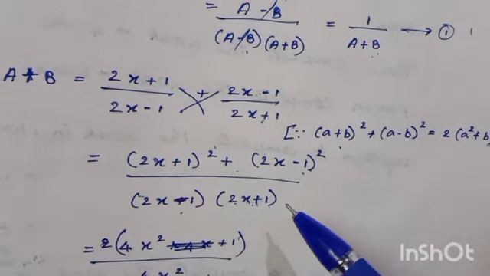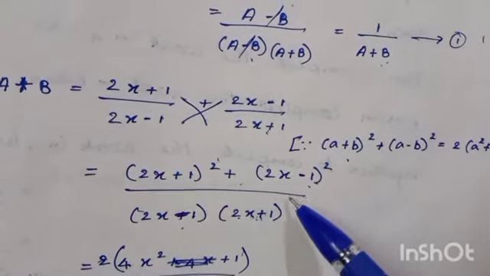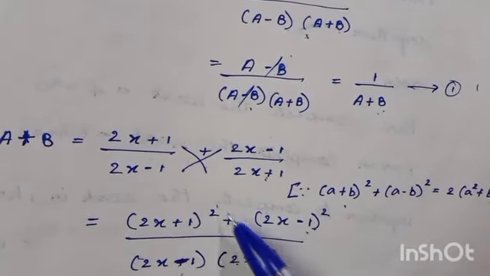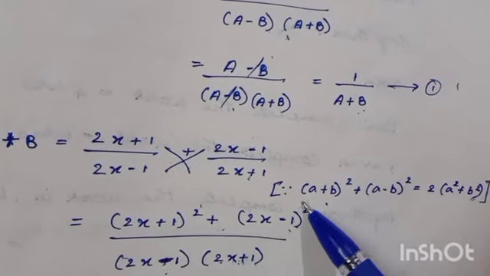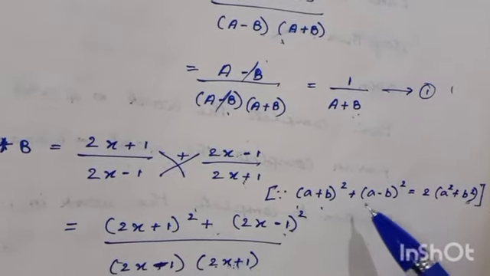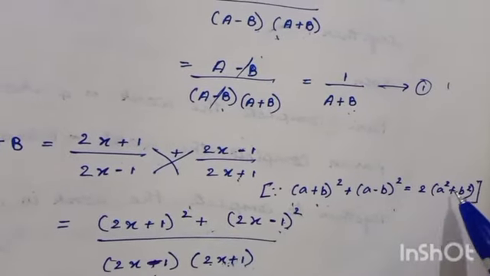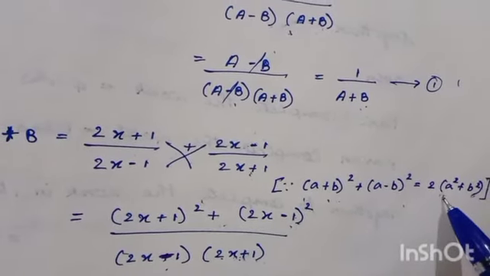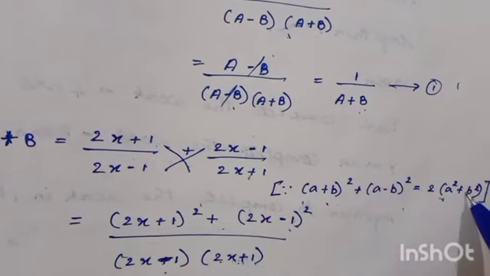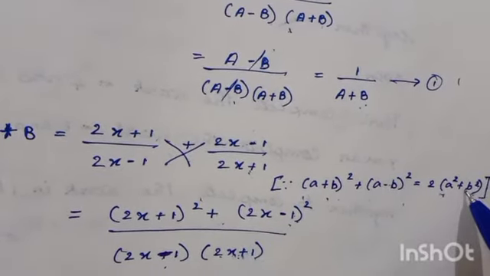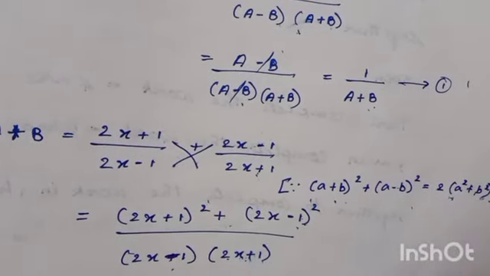Now, the a plus b whole square and a minus b whole square formula you know. It is now in the form a plus b whole square plus a minus b whole square, and the formula is 2 into a square plus b square. Use this formula. If you simplify these two, you get this answer, but no need to simplify in this problem.